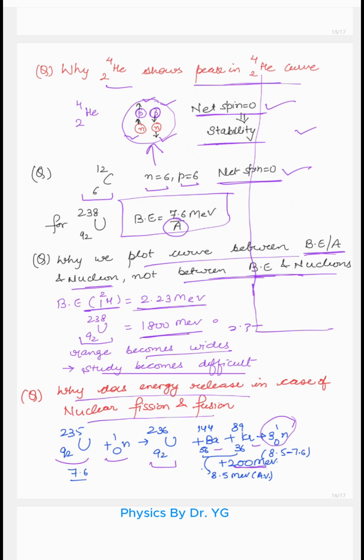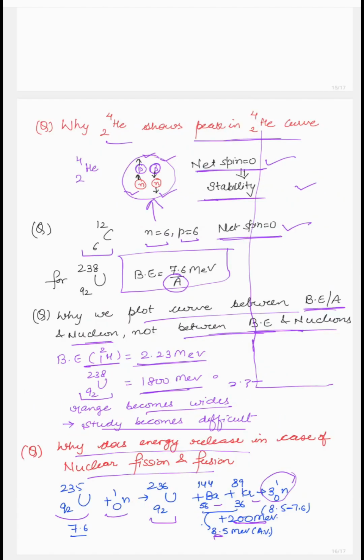Now what is happening here: we will calculate the binding energy per nucleon for barium and krypton, which is 8.5 MeV, and for uranium it is 7.6 MeV. When we find the difference between these two, we get a release of energy. So there is a release of energy when a heavy nucleus undergoes nuclear fission. I think this is sufficient for today, otherwise the video becomes very long.